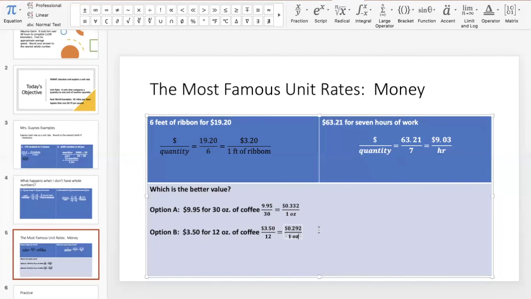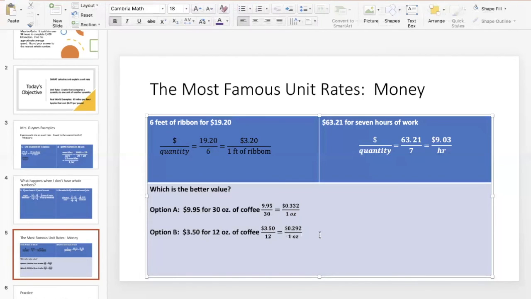So I have to decide which one is the better value. Which one do I have to pay less for the same amount? And in that case, the answer here is option A. If I pay $9.95 for 30 ounces, I'm going to pay less per ounce. That's not right. Let's try that again. So the answer here is option B because option B is 29 cents per ounce. I'm paying less for option B than I would for option A.